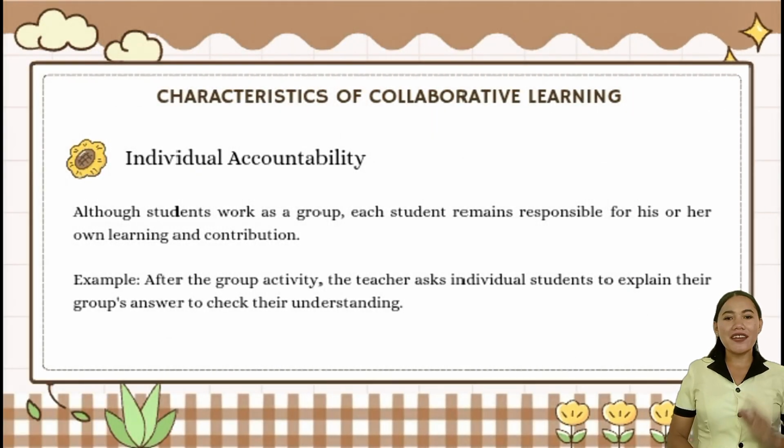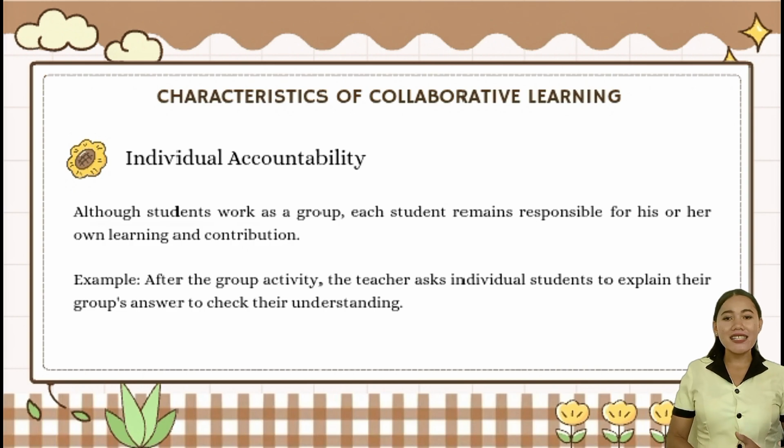The fifth characteristic is individual accountability. Even though students are working as a group, each student remains responsible for his or her own learning and contribution. For example, after a group activity, the teacher may ask individual students to explain their group's answer. So why do you think this is important?